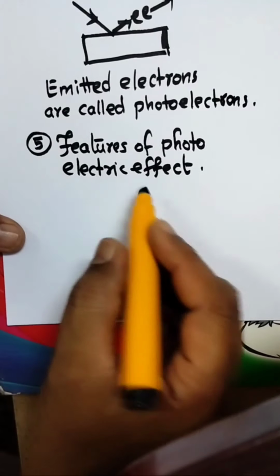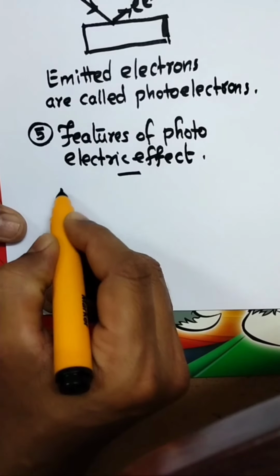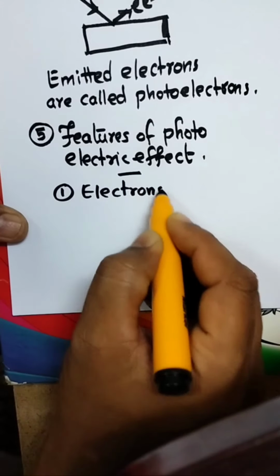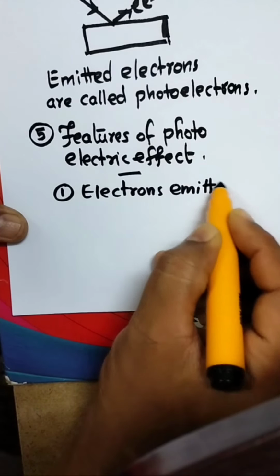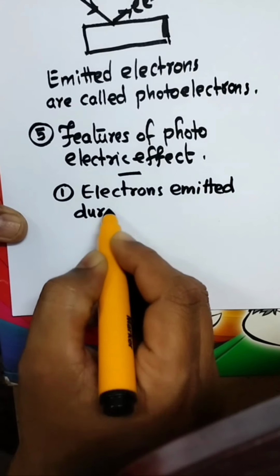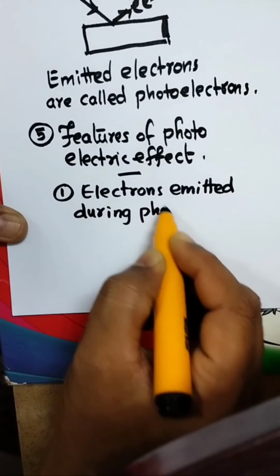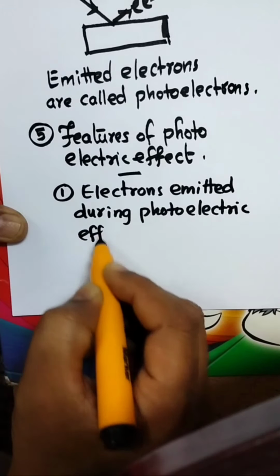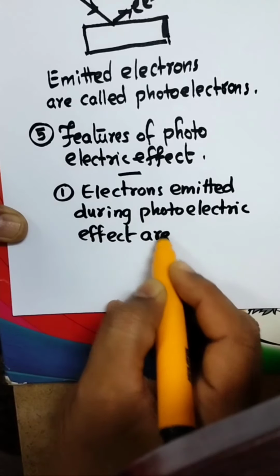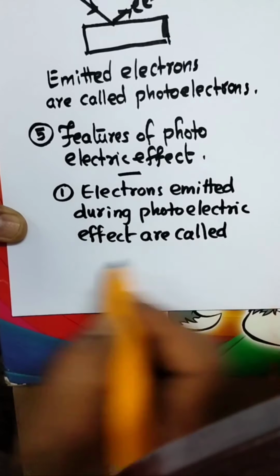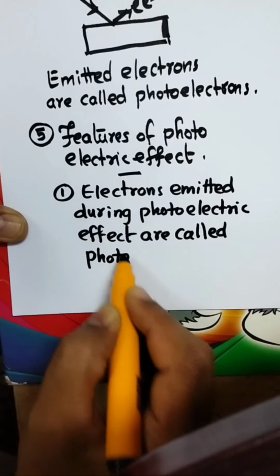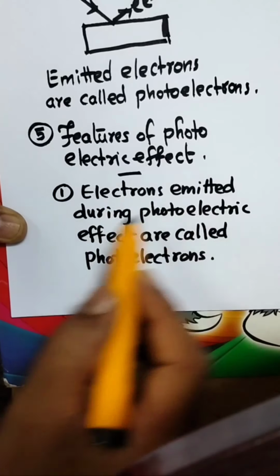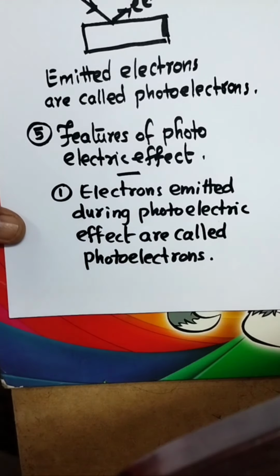Next question. What are the features of photoelectric effect? First one, electrons emitted during photoelectric effect are called photoelectrons.